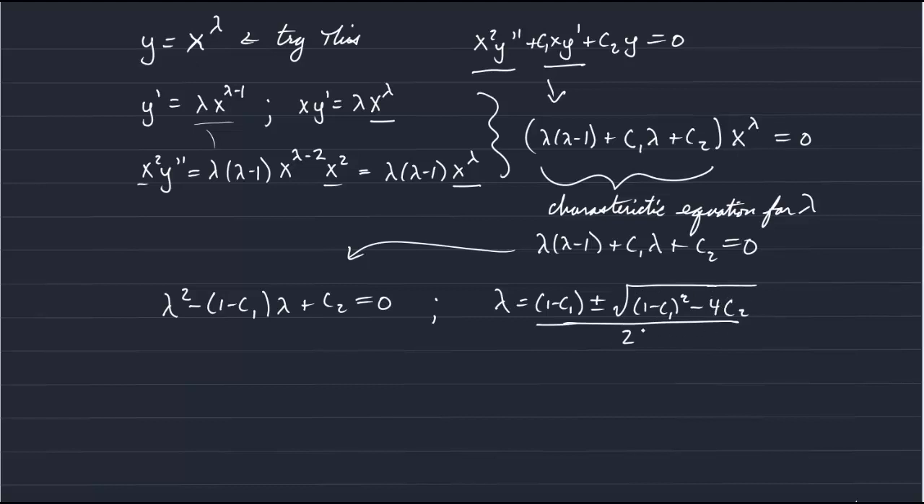Now, one thing I'd like you to notice is the nature of the solution depends on the sign of what's under the square root. Let's call this term right here delta. So delta is equal to 1 minus c1 squared minus 4c2. You should be able to see that if delta is positive, then the square root of a positive number is a real number, and lambda has two distinct real roots.